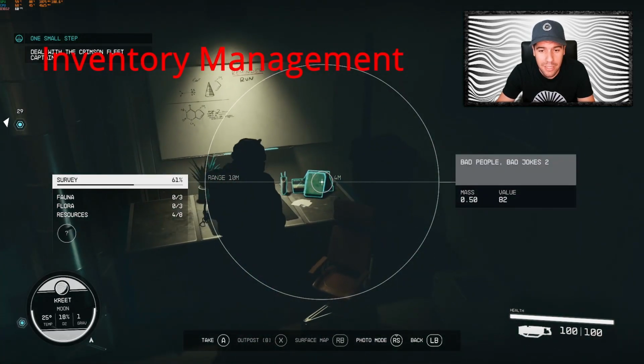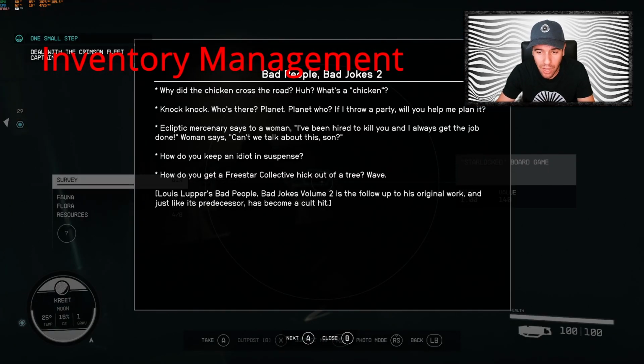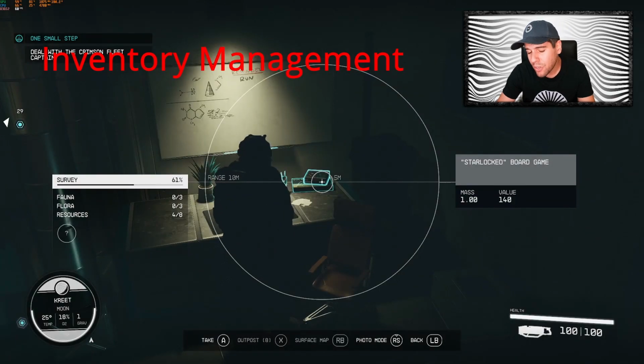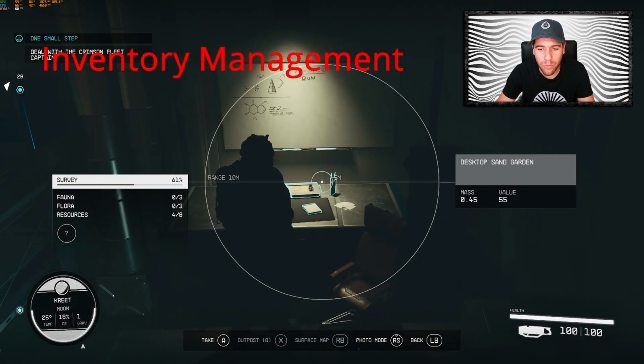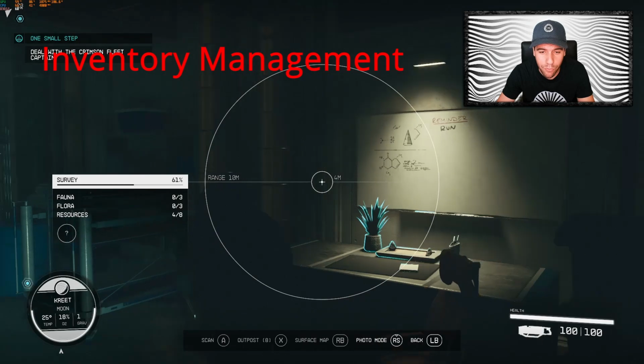Inventory management isn't great. Constantly having to transfer stuff as you get overloaded. Well, there's nothing really new here. Go to Fallout 4, go to Fallout 76. You'll see this as a common feature.